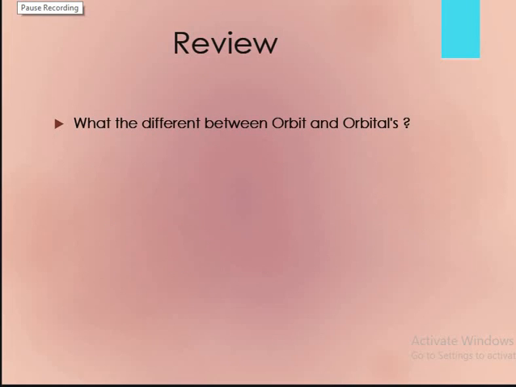Now this is the last question here. What's the difference between orbit and orbital? Look, orbit comes from pure mechanics and orbital from quantum mechanics. Look, in orbit, I will draw the orbit. This is an orbit. We talk about what the meaning of orbit is now. And this is the electron. And this is an orbital.